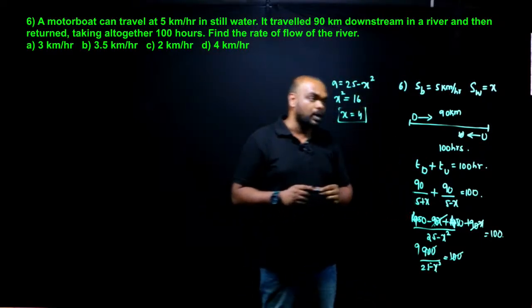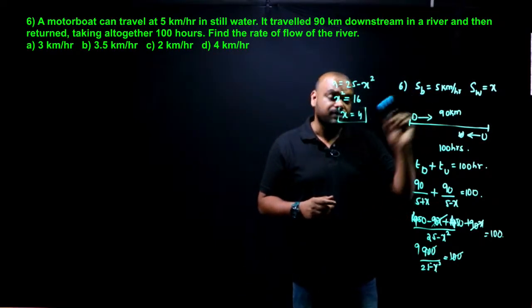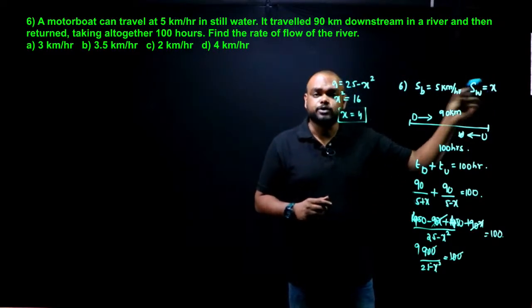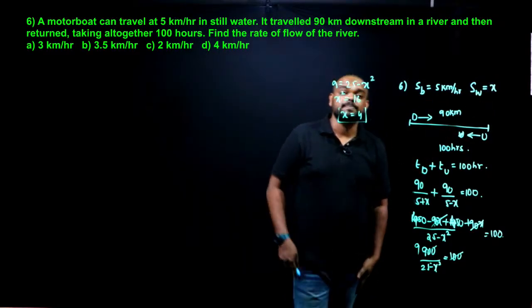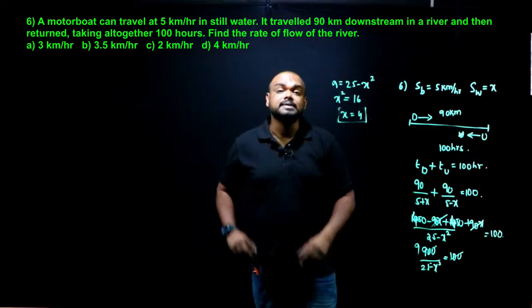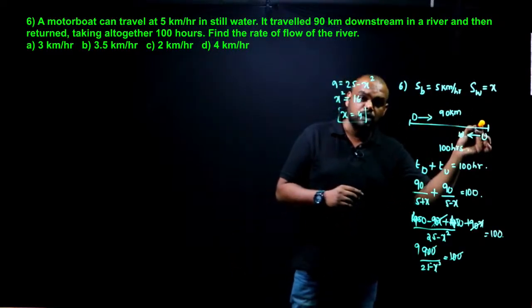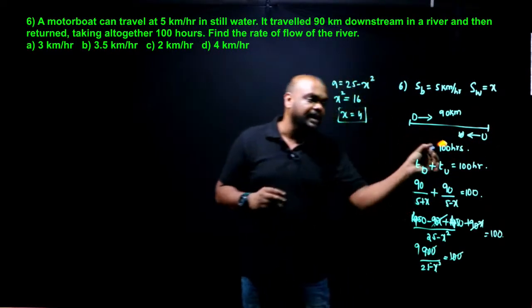Okay, I'm repeating this one more time. Listen. Speed of the boat is given as 5 km per hour. Speed of the water is what he is asking. Let me consider it as x. Now what is happening? He told us that a boat goes 90 km downstream and comes back. Altogether it will take 100 hours.